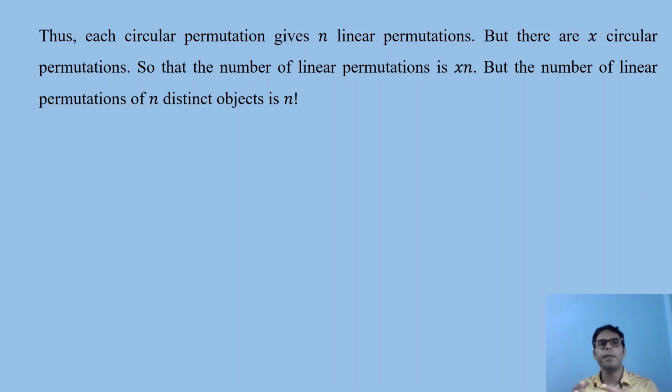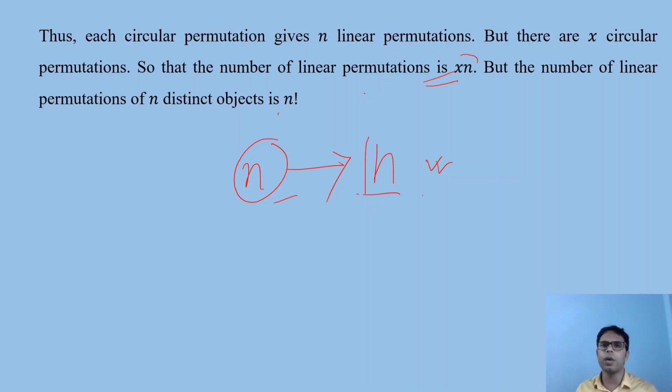But forget about this for now. You just have n objects, and the number of linear permutations is obviously factorial n. You know this, obviously factorial n. So this is the total number of linear permutations obtained from n objects, and this is also the total number of linear permutations obtained from n objects. So obviously this xn or nx is equal to factorial n. So I am finding the value of x.